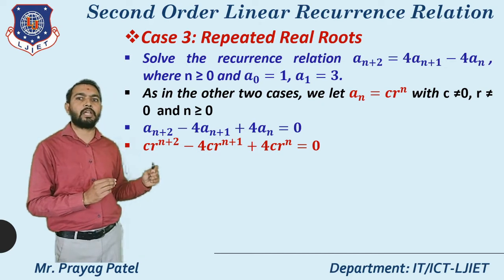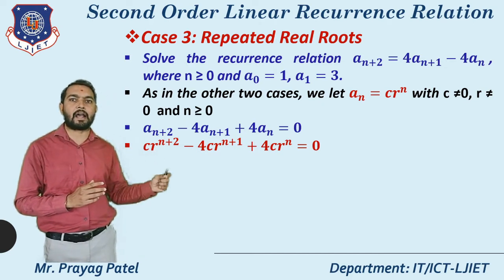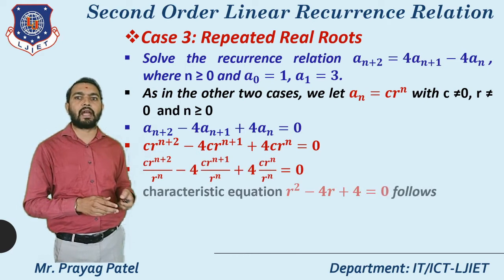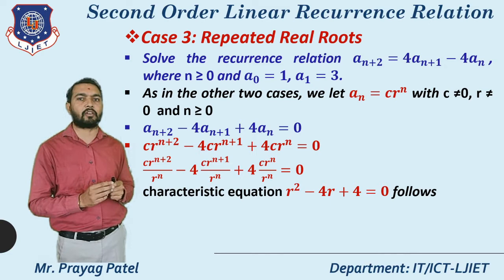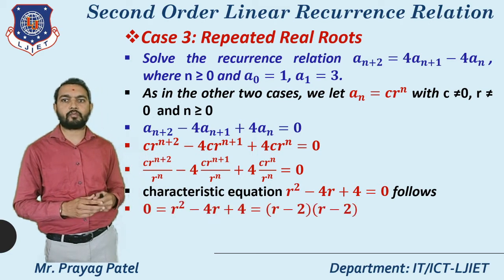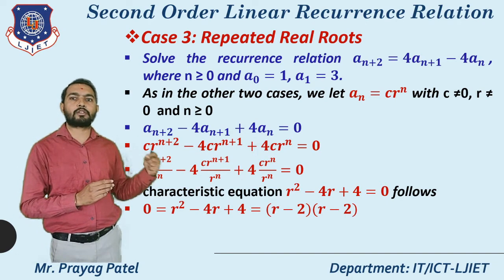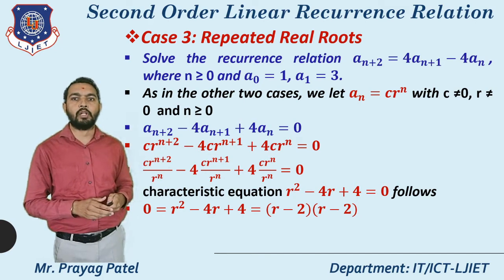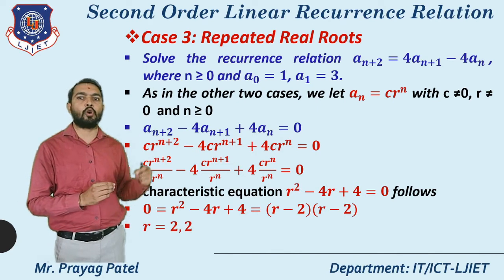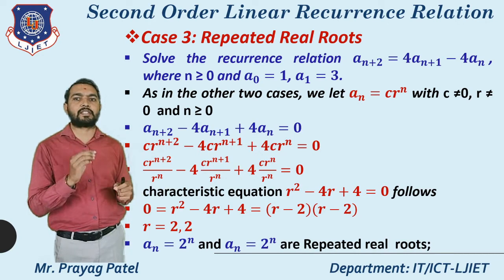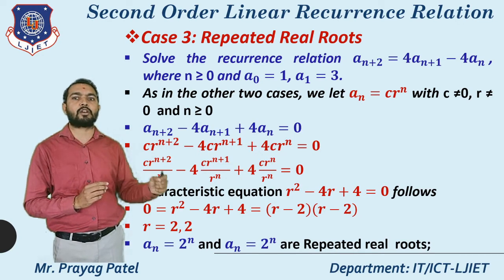Now the minimum term is R raised to n. So divide all the terms by R raised to n and we will get the characteristic equation R raised to 2 minus 4R plus 4 equal to 0. Now we divide this into two parts as R minus 2 into R minus 2. That means the value of R is 2 or 2. That means the two values R1 and R2 are the same. R1 is equal to 2 as well as R2 is equal to 2.